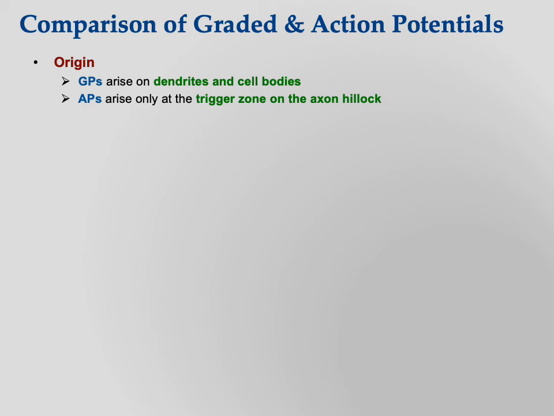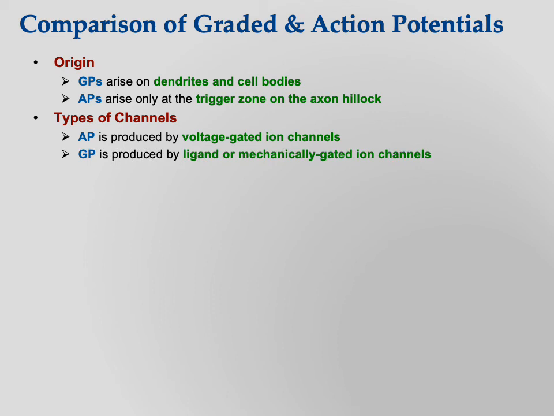Okay, so one last slide here. We've talked a lot about graded potentials and action potentials, about how different they are in so many ways. Sometimes people still confuse these a little bit, so let's look at all the differences that we've seen between graded potentials and action potentials, okay? So the origin. Graded potentials happen on dendrites and cell bodies. Action potentials only start at the trigger zone of the axon hillock. The types of channels. Action potentials are produced by voltage-gated channels. Graded potentials are produced by ligand or mechanically gated channels.